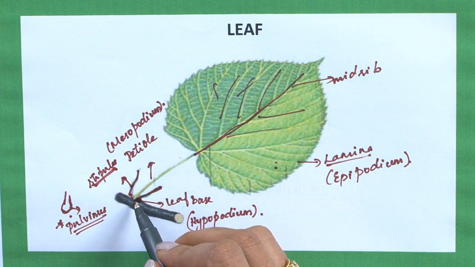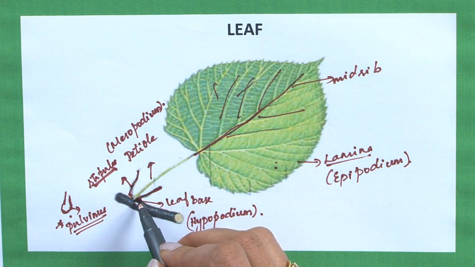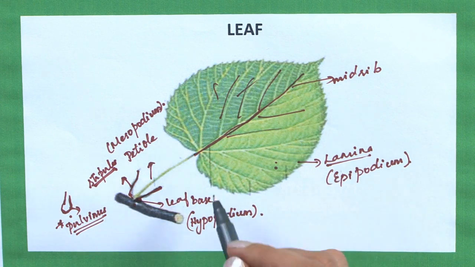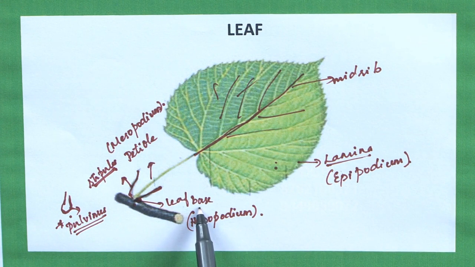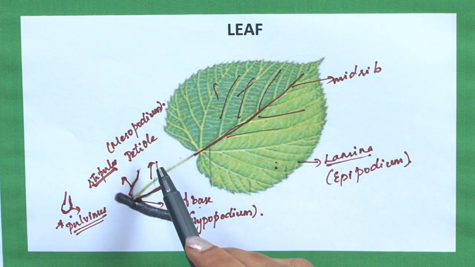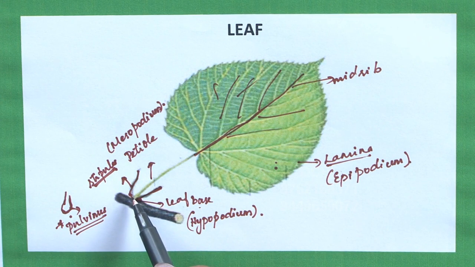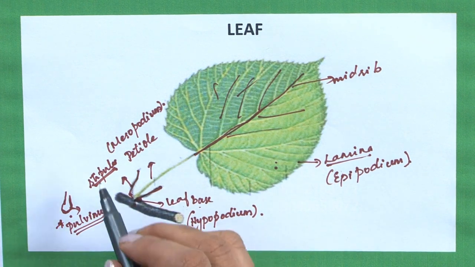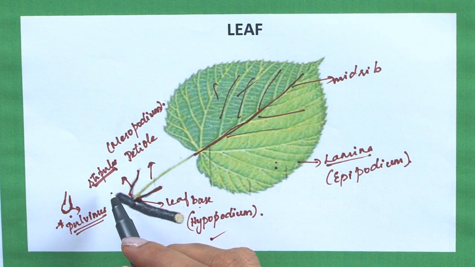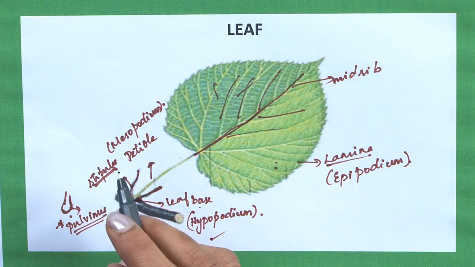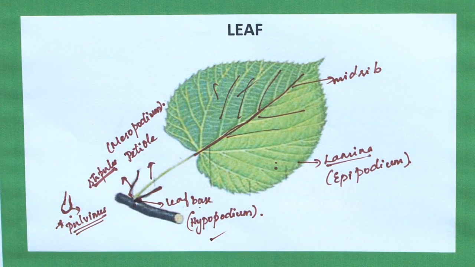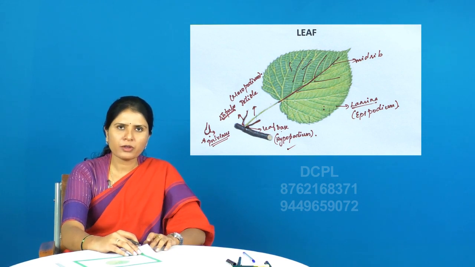So, what are stipules? They are two lateral outgrowths found at the base of the leaf and they protect the leaf primordia. So, these are the structures of a leaf: a leaf base, the lamina and the petiole. Apart from this, they also possess a pair of stipules. Stipules can be of many types, called adnate stipules, ventral stipules, foliar stipules in the case of peas, etc. So, this is the structure of a leaf.